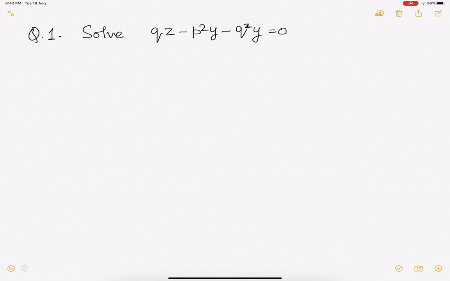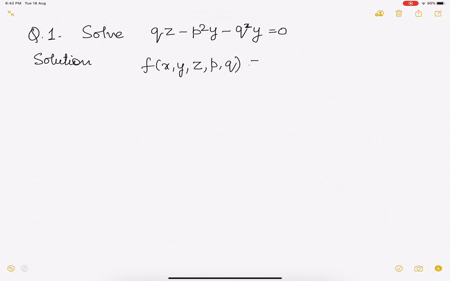So students, our first question is this: qz minus p square y minus q square y is equal to 0. So we find the solution using Charpit's method. Let us take all the terms on one side of the equality. It is already on one side of the equality.